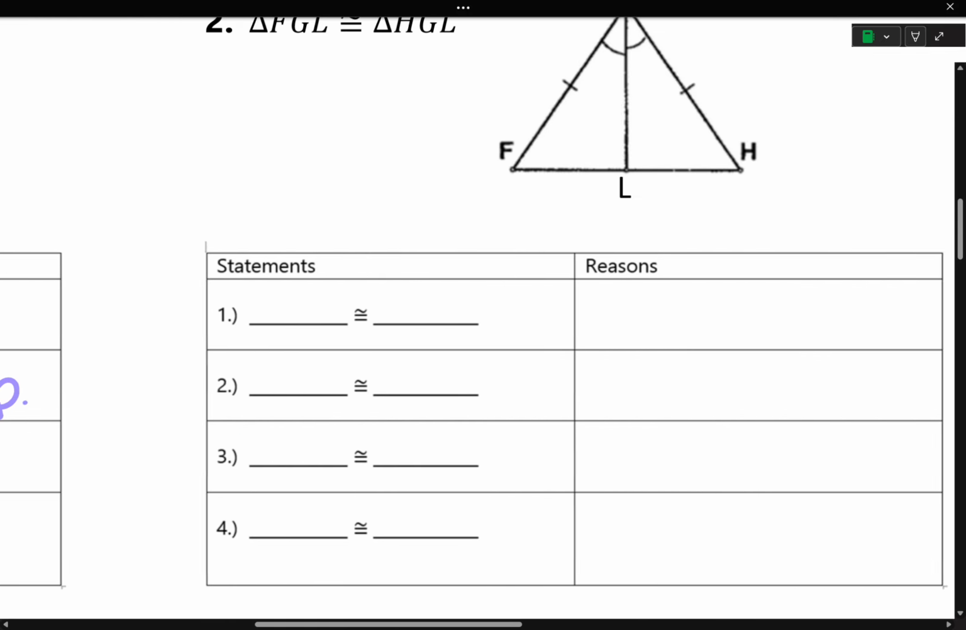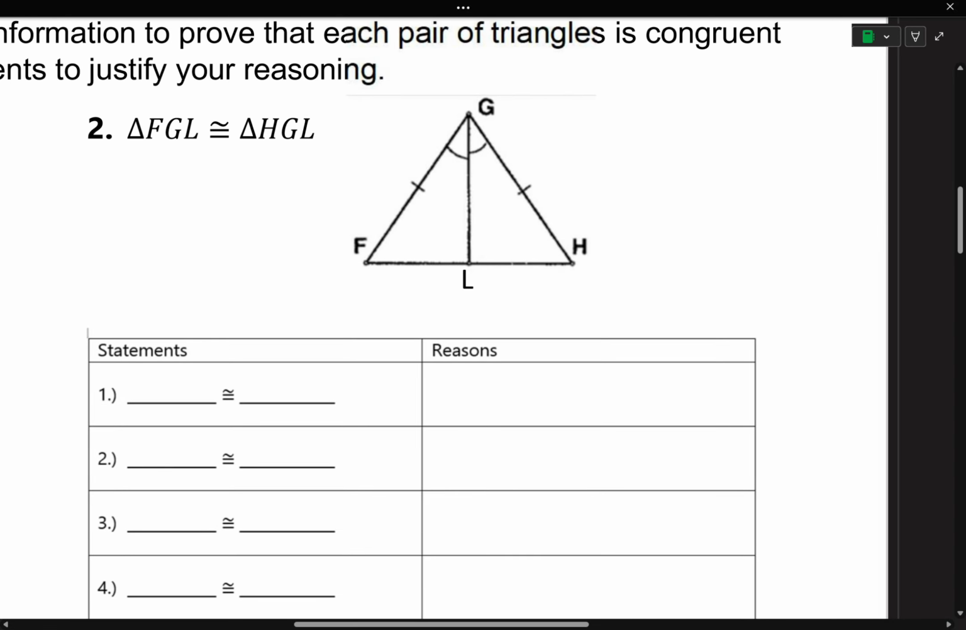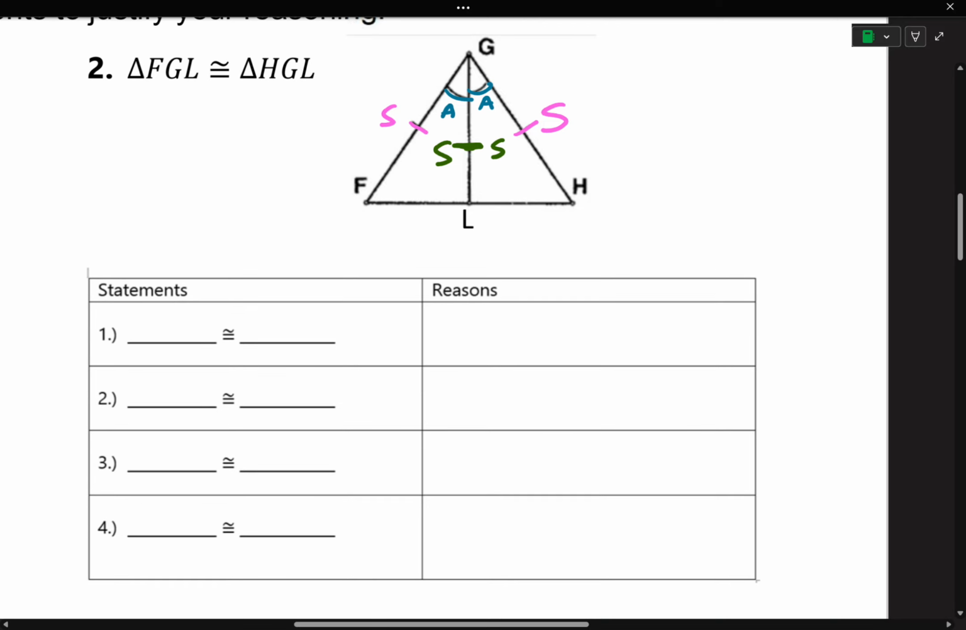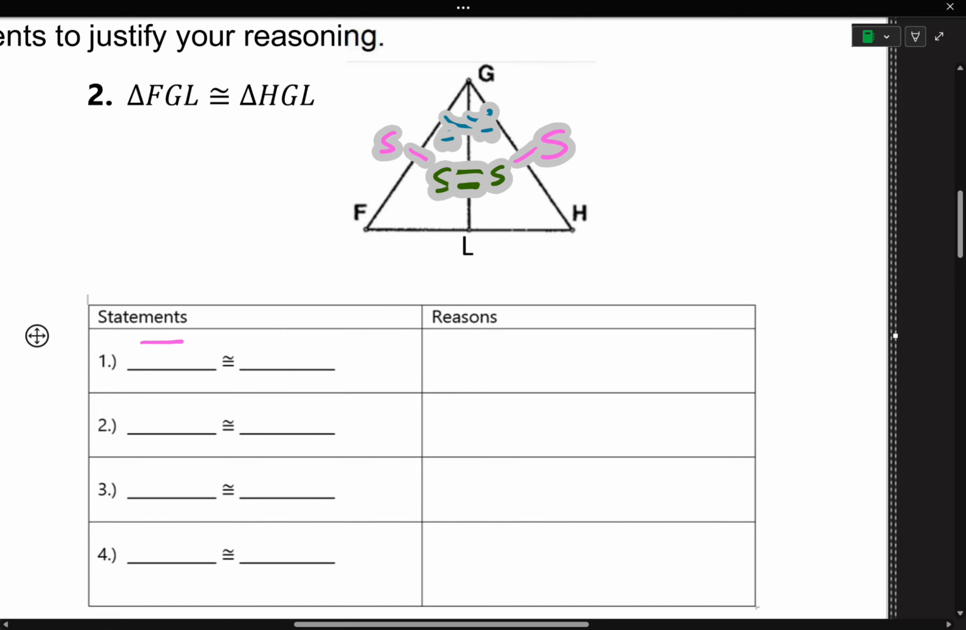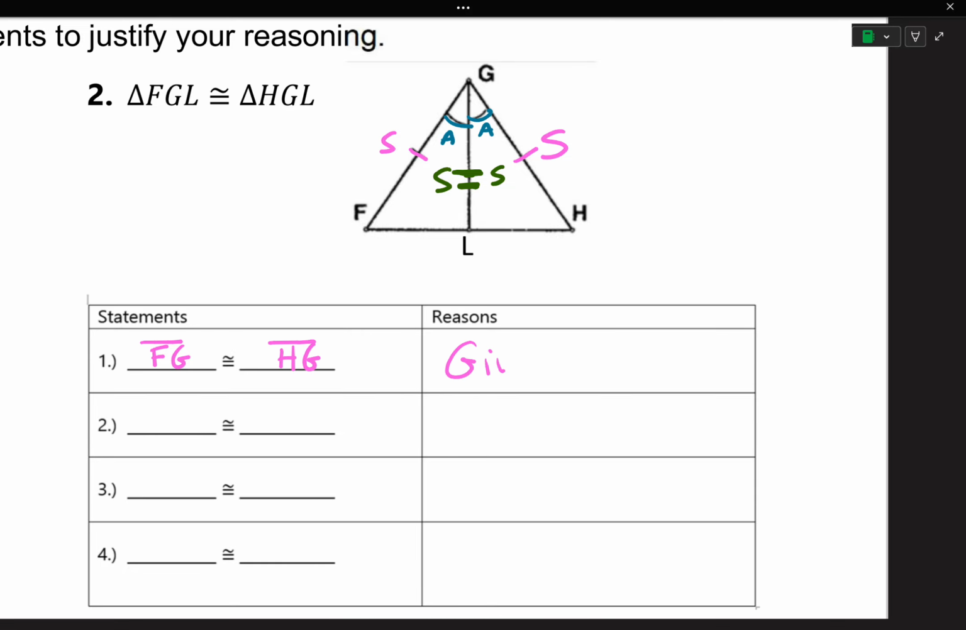Let's try another. Number 2. Okay, are these two triangles congruent? Well, we have single sides, we have an arch of an angle, and they share a side in here. So this is actually congruent by side, angle, side. Let's begin with a single tick mark. I should have made this a double. There we go. All right, so we have side FG congruent to side HG, and this was a given side.